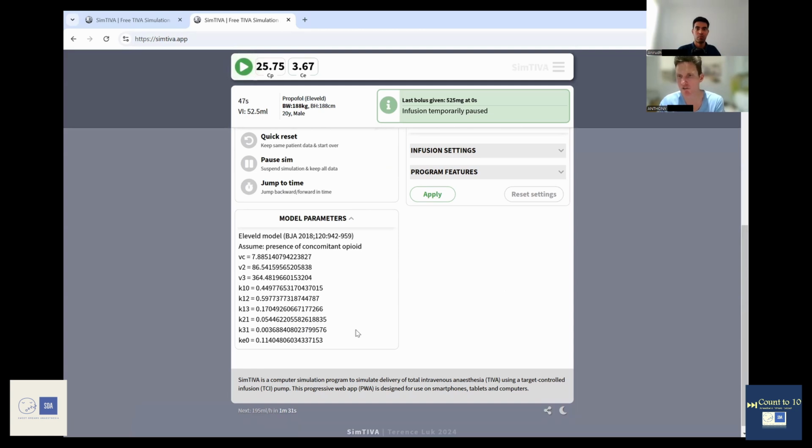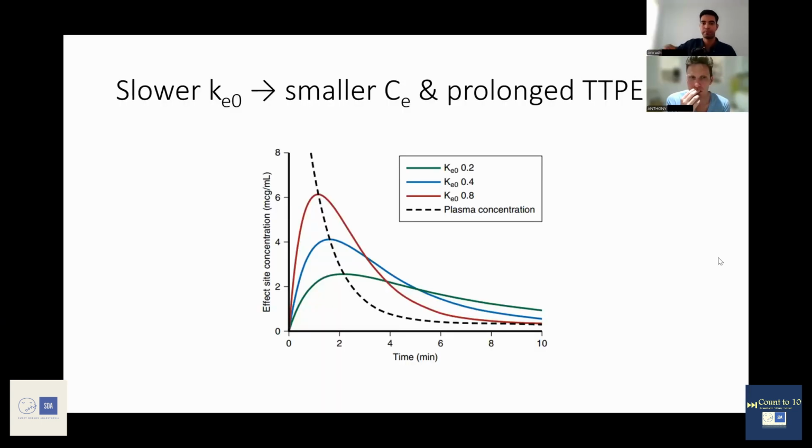Now, there is one more graph that I want to show you. It's figure 16.19 from Miller's. This one here. And what you see is, once again, changing the KEO of the pump doesn't change what's happening in real practice in the patient, okay? What happens is it changes how your pump approximates what's happening in the patient. So let's say you give a plasma concentration bolus, the bolus dose goes up to a peak, and then you get a negative exponential washout curve, which is the black dotted line.